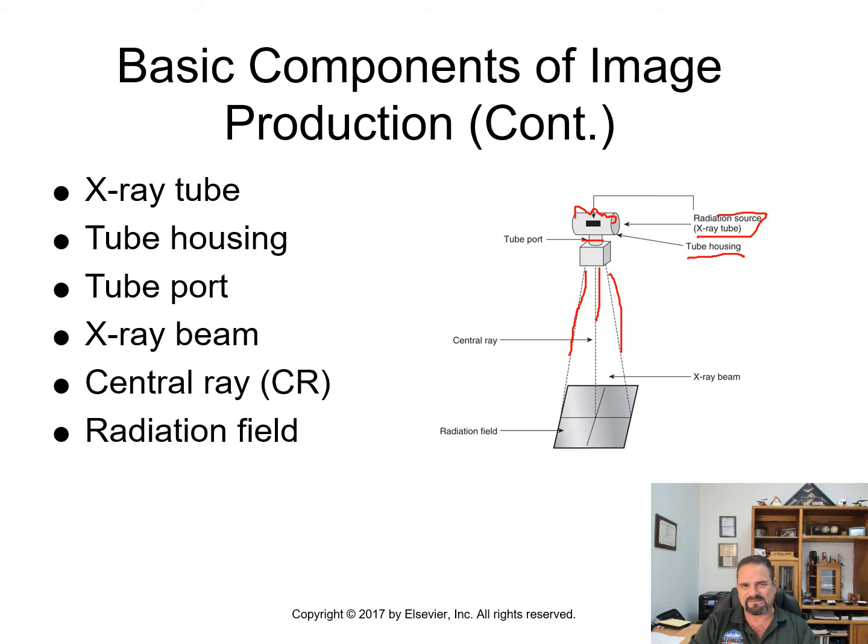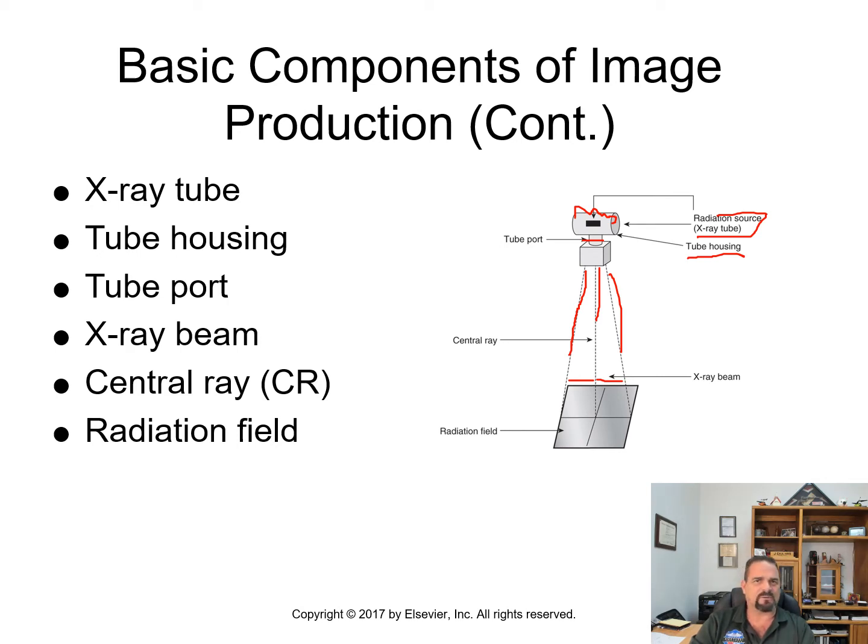You have the central ray, which is the primary centered focused X-ray. The central ray is the center point. The X-ray beam is everything that's contained within the left and right sides of the central ray. And then finally, you have the radiation field, which is the area to be irradiated so that you can gather the image on the IR, the image receptor.